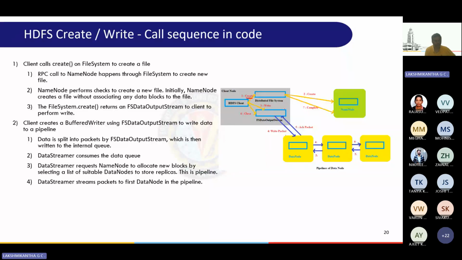RPC, what are we going to use that for? We are going to use it for communication purposes, right? So this file system object then makes an RPC call to the name node to create the file. The name node creates an empty file without any associated block. So initially it will create what? An empty file. Try to understand this.